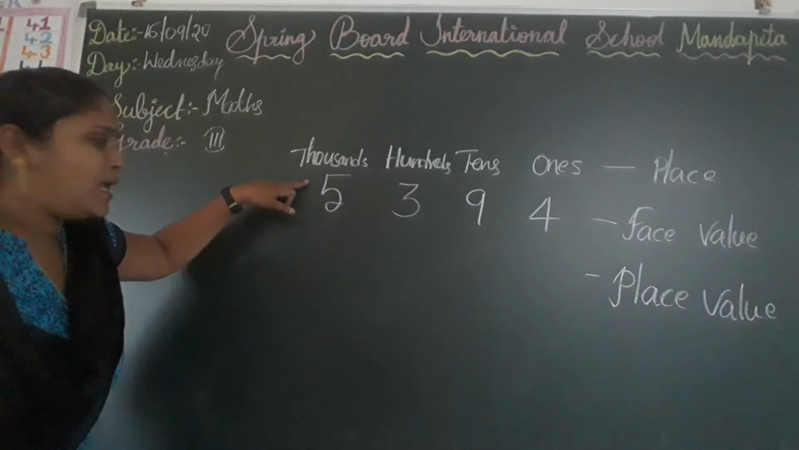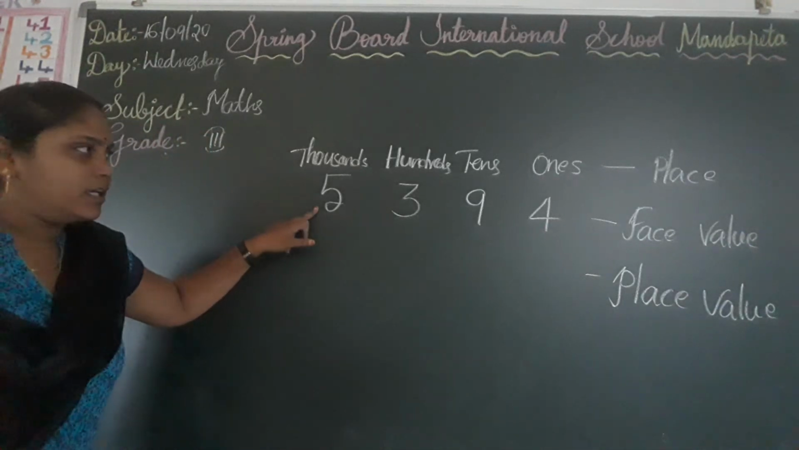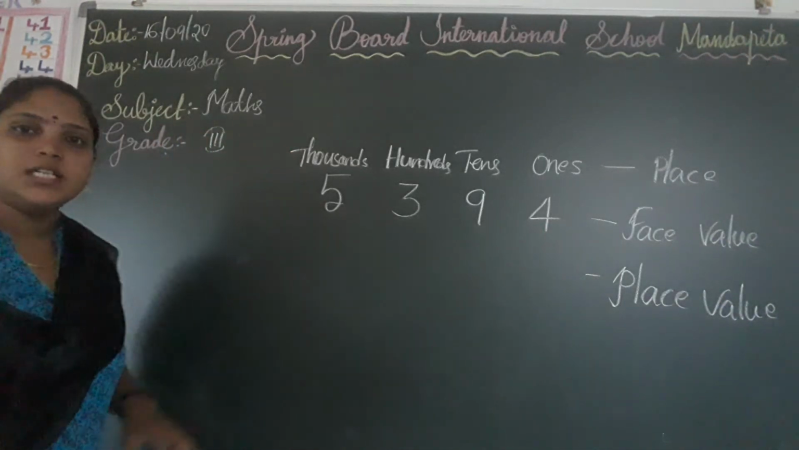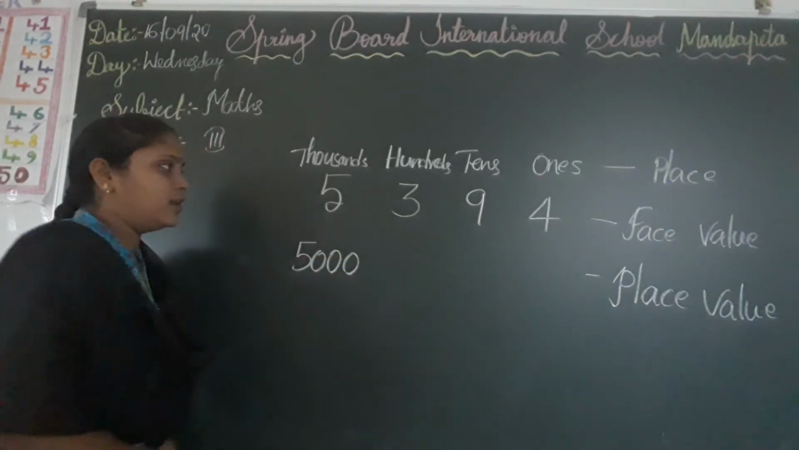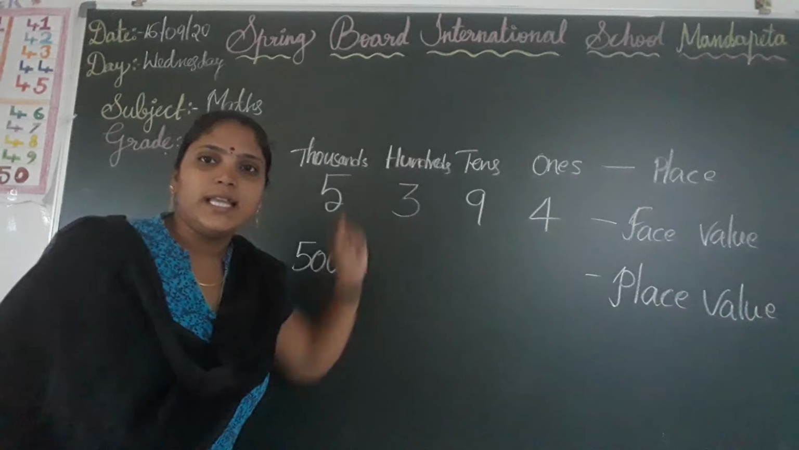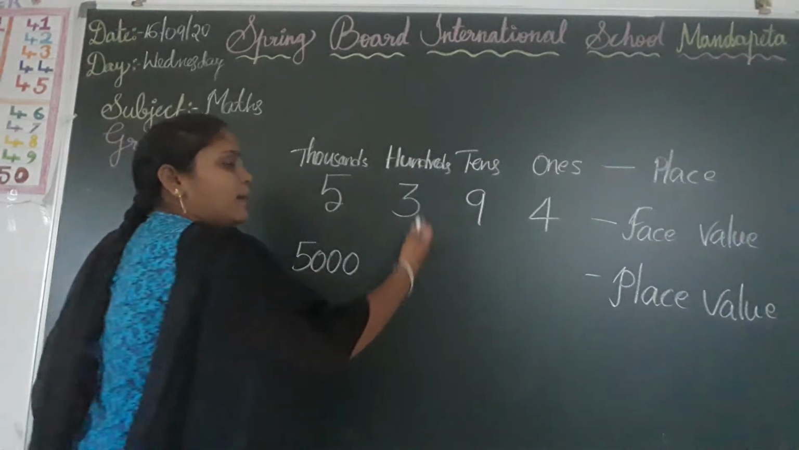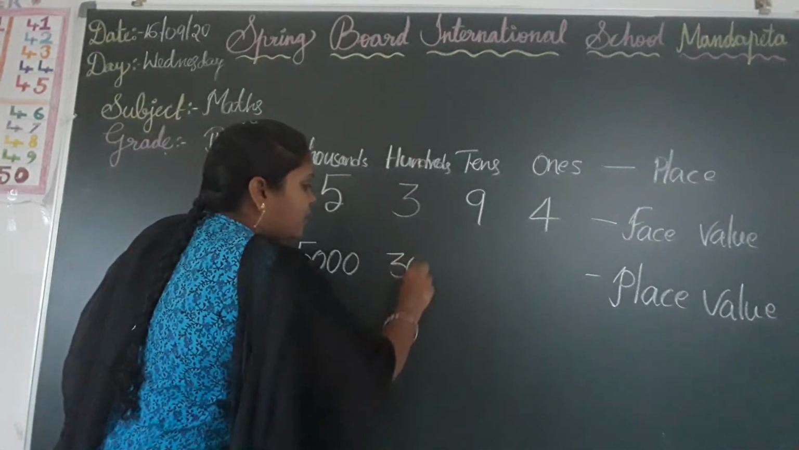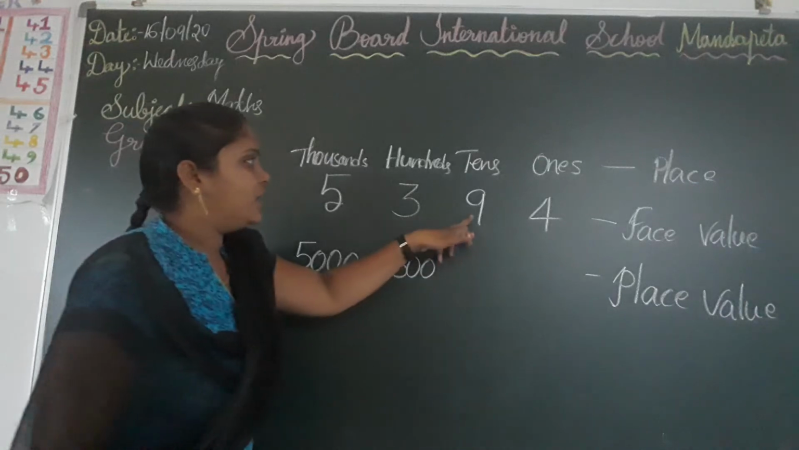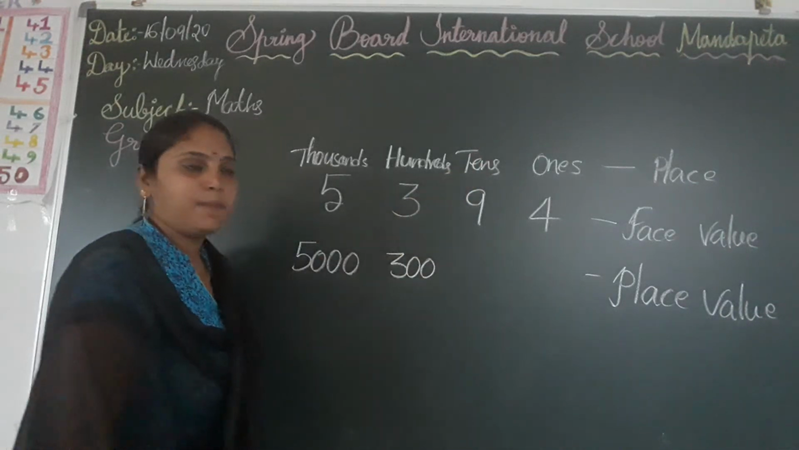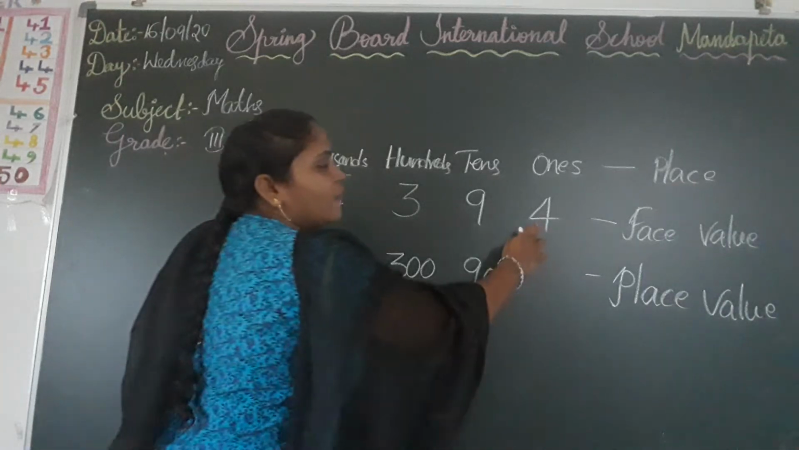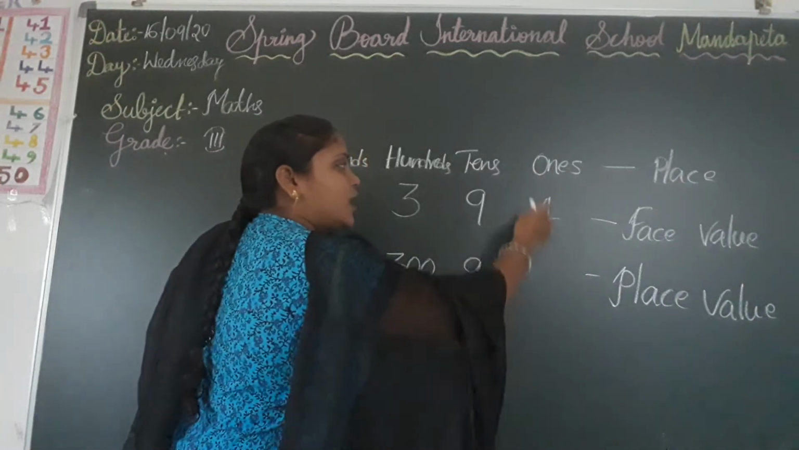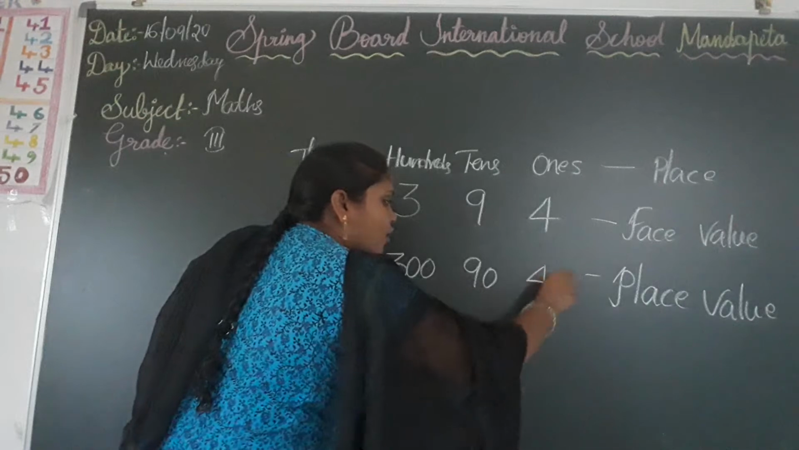So what is the place value of 5, children? Here 5 is in the thousands place, so it is 5,000. Here 3 is in the hundreds place, so the place value of 3 is 300. And here 9 is in the tens place, so the place value of 9 is 90. 4 is in the ones place, so the place value of 4 is 4.